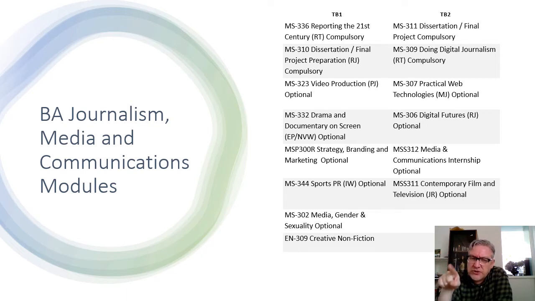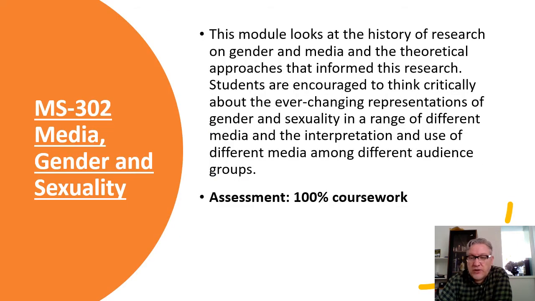In teaching block 2, that one student has the dissertation and digital journalism as compulsories, and they can choose between practical web, digital futures, the internship, and the internship is going to be a big thing here, and contemporary film and television. So I'm going to go through each of the modules by turn, okay?